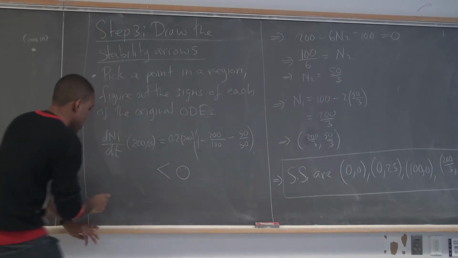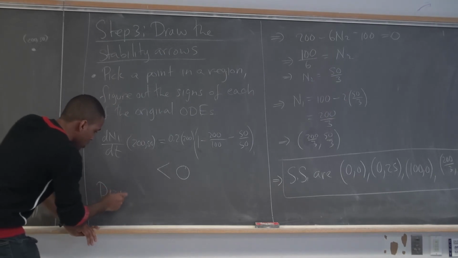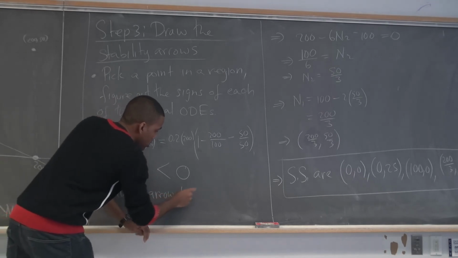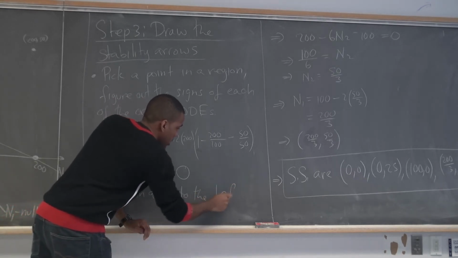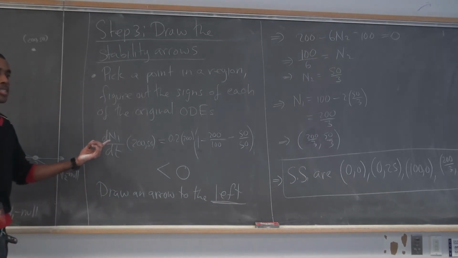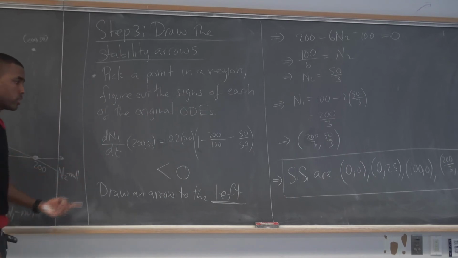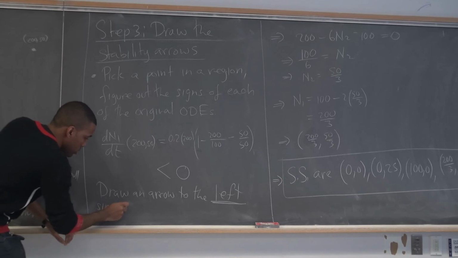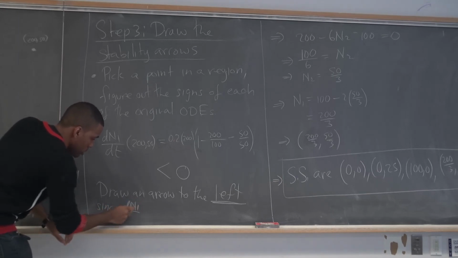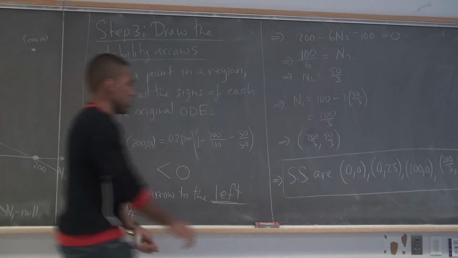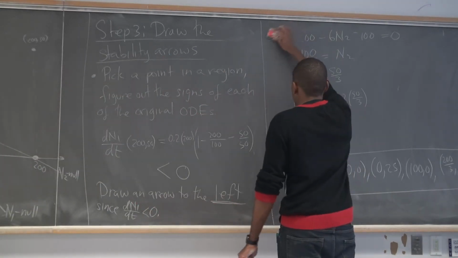Right? When that happens, draw an arrow to the left. Right? Remember, the n1 is like the x. It controls left and right. If you're negative, you go to the left. If you're positive, you go to the right. Since dn1 dt is less than 0. Do the same thing for dn2 dt.